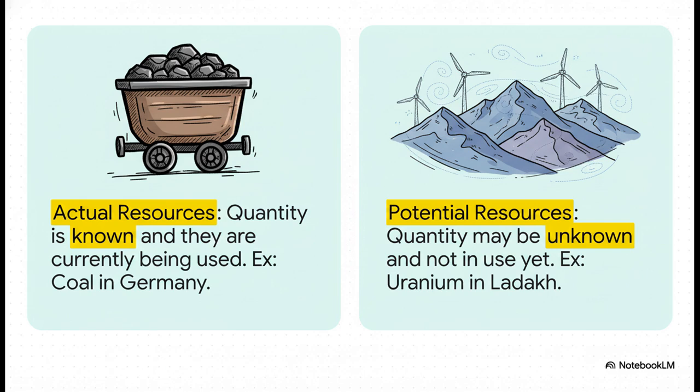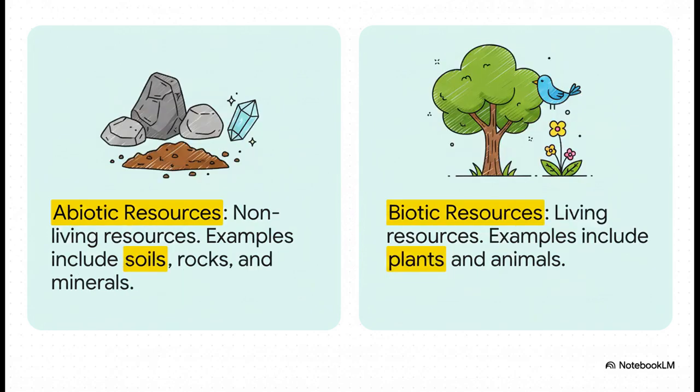On the other side, you have potential resources. We might know they exist, but we aren't using them just yet. Maybe we don't have the right technology. A perfect example is the uranium found in Ladakh. And here's a cool way to think about it. 200 years ago, super fast winds were just wind, a potential resource for sure. But today, we've got massive wind farms that turn that potential into an actual resource, generating electricity. Pretty incredible, right?